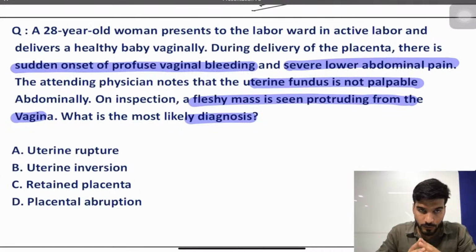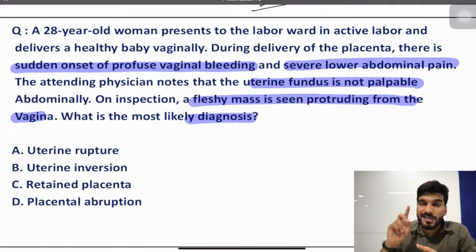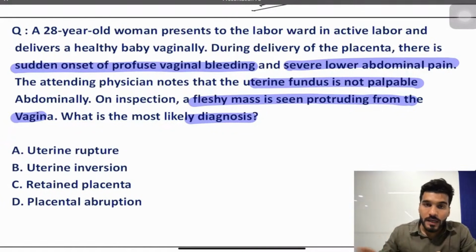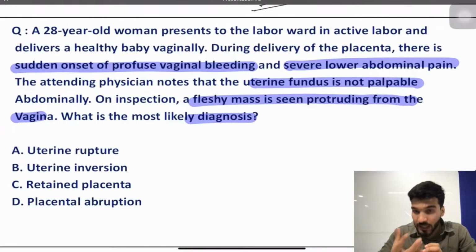So you have a mother over there, 28-year-old. She's present in the labor ward and she's in active labor. The latent phase and active phase of labor, I've already discussed. Now she delivers a baby. During the delivery of the placenta, you are seeing the sudden onset of bleeding, a rush of blood. Whenever a patient goes immediately into shock after the delivery, you are suspecting one condition, that is uterine inversion. Now after that, there is severe lower abdominal pain. The fundus is not palpable, and on inspection something is coming out of the vagina.